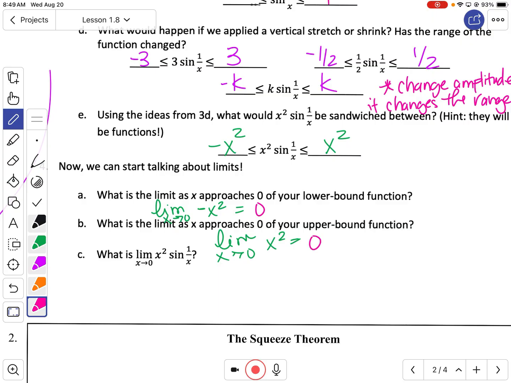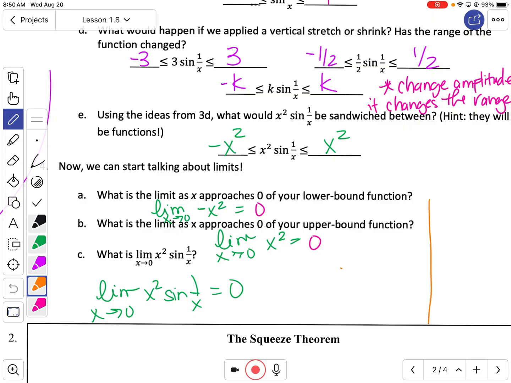If those two limits both equal 0, any guesses as to what that whole limit is going to equal? 0. The limit as x approaches 0 of x squared sine of 1 over x is indeed 0. The reason that's true is because that function is sandwiched between the other two, so this one must be 0. This is the squeeze theorem.